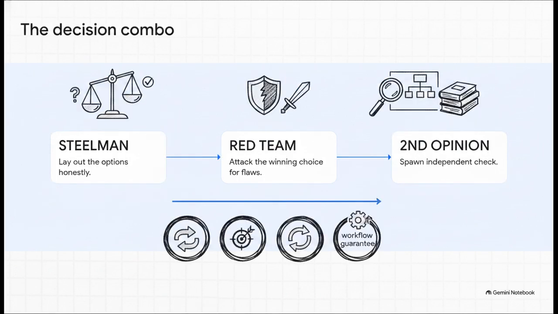Or consider the decision combo for bulletproof planning. Say you have a really tough choice to make. You press Compare or Steelman to lay out the options honestly. Once a clear winner emerges, you immediately press Red Team to attack that winning choice and find its flaws. Finally, you press Second Opinion, spawning a fresh, independent check of the math or the facts. By building a sequential workflow like this, your hardware buttons basically guarantee rigorous research every single time.